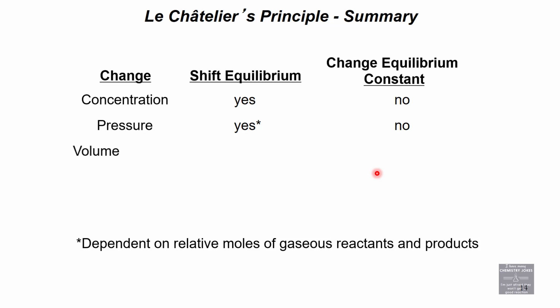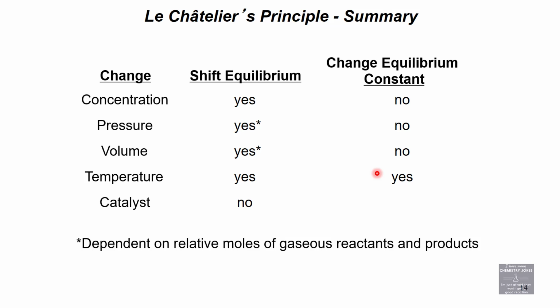We're going to talk about that little thing in a second. Volume is another one. Does it shift equilibrium? Yes, because pressure and volume are related. It does not change your equilibrium constant. Temperature does shift your equilibrium to create more products, more reactants, etc. It also changes your equilibrium constant. It's the only one that does. Catalyst does not shift equilibrium, and still does not change your equilibrium constant either, for sure.